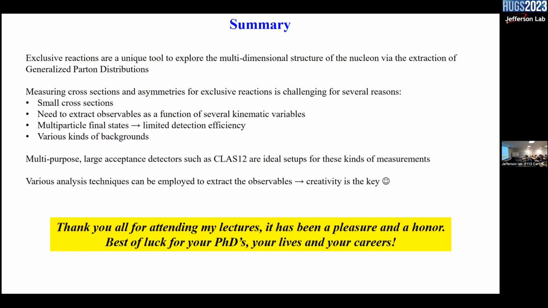And there are also various kinds of backgrounds that need to be accounted for. So a detector like CLAS12 that is multipurpose and large acceptance is ideal for these measurements, but getting the measurements out is not trivial. There are several analysis techniques that can be used for the extraction of the observables, and I think it's fun to think about new ways, and I hope I showed you that there is space to have fun and to be creative also in analysis of data.